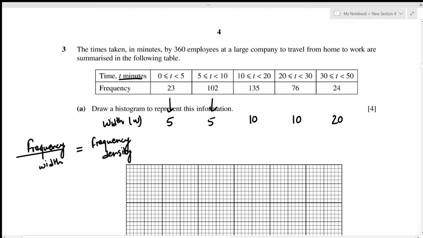So for the first case, that's going to be 23 divided by 5, which gives us the frequency density of 4.6. For the second case, that's going to be 102 divided by 5, which gives us the frequency density of 20.4. Third case, that's 135 divided by 10, which is going to be 13.5. Fourth case, that's 76 divided by 10, which is going to be 7.6. And for the final case, that's going to be 24 divided by 20, which is going to be 1.2. All right, now we just need to drop this information in the form of a histogram.